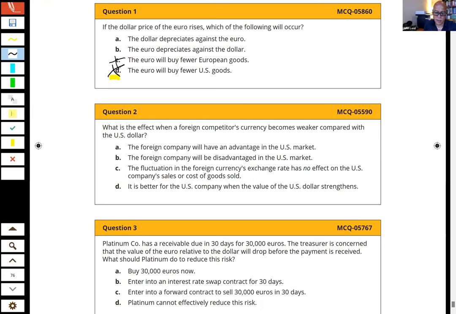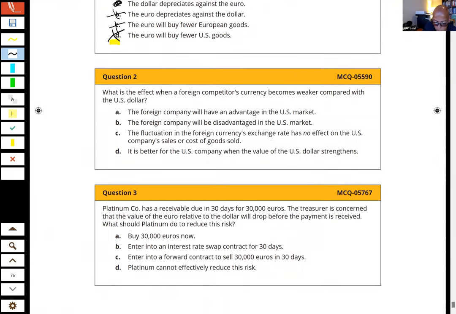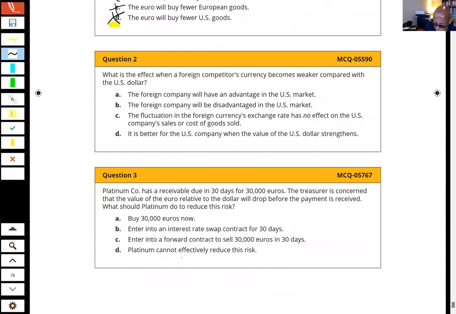And then you get to B, the euro depreciates against the dollar. Well, the fact pattern is telling us that you're going to have fewer euros to purchase dollars. So the euro is what? The euro is appreciating against the dollar. And so most of us got it right. The dollar has depreciated against the euro. Okay, good. Let's take a look at this next one.